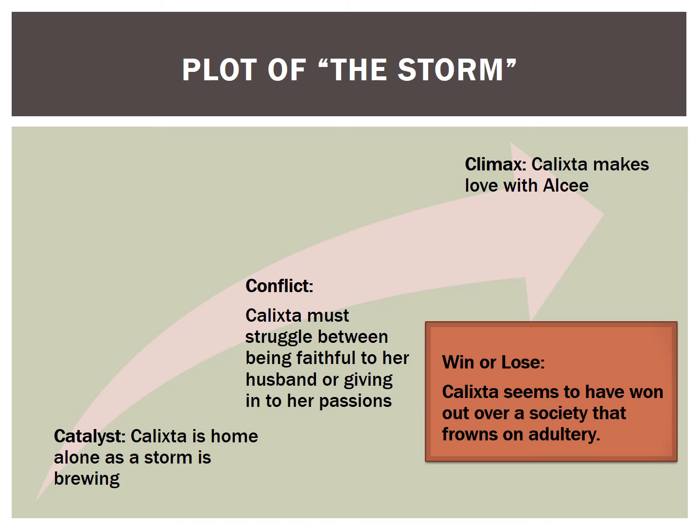So the conflict is Calixta must struggle between being faithful to her husband. Again, that's what society tells her she's supposed to be. She's supposed to be a good, faithful housewife. But she's also struggling with giving in to her passions. So herself, everything that's in her is saying, oh no, you're in love with Alcée. Give in to him. And at the climax, Calixta makes love with Alcée.